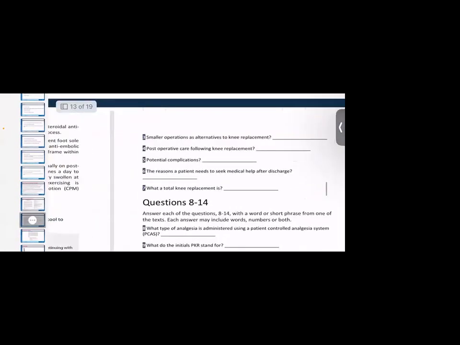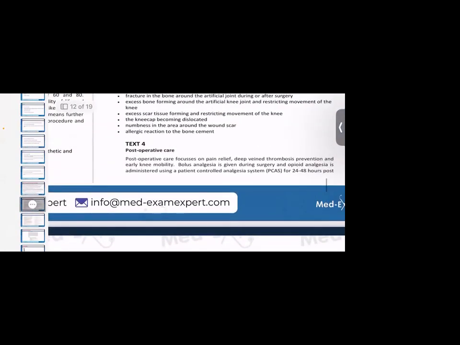So now for question 4, post-op care following knee replacement. It is very easy, by reading the heading, post-op care is mentioned in text 4. So the answer must be in text 4.